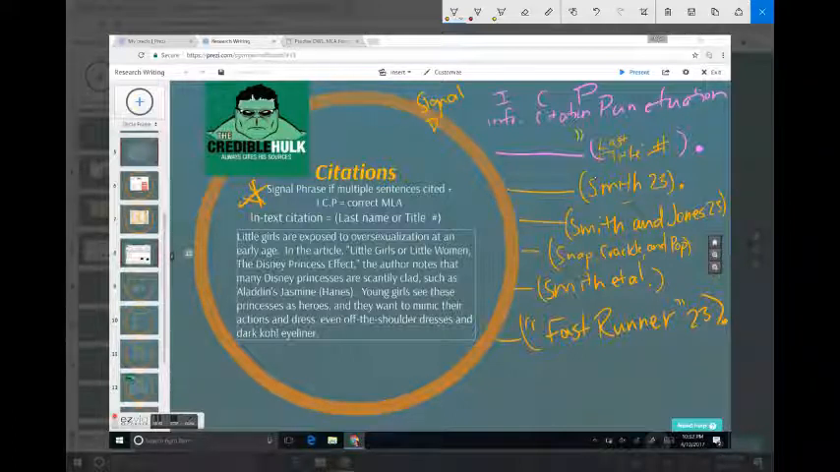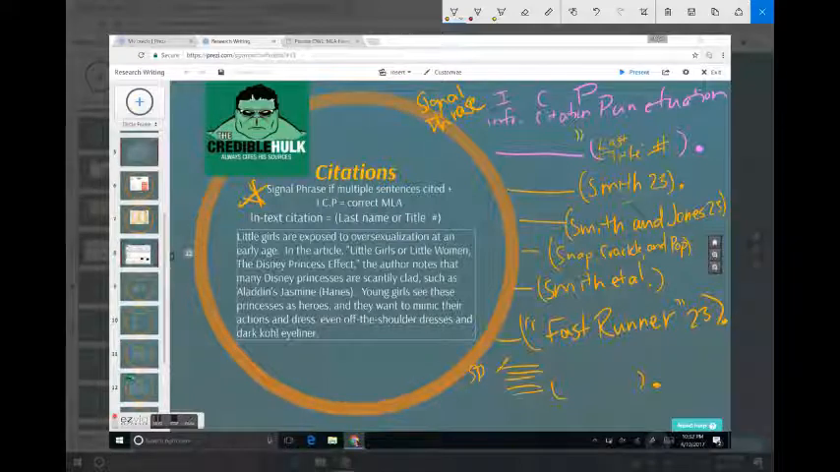Okay, so a signal phrase is something like "according to," "in the article," or "so-and-so writes." Basically, it signals to the reader, here's where the research starts, and then the end citation says, here's where it finishes. So I have my signal phrase, then I give my multiple facts, these are all sentences, however many you need, and then you give your end citation, and then the very last piece of punctuation. So the signal phrase says, here's where it starts, and then the citation says, all right, here's the end of that research. So let me show you an example.